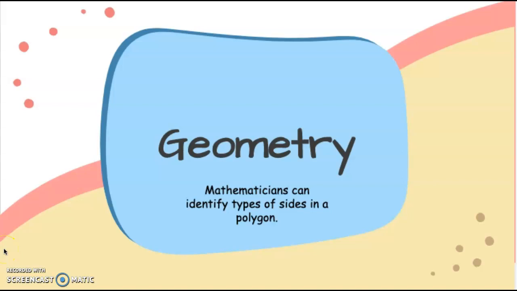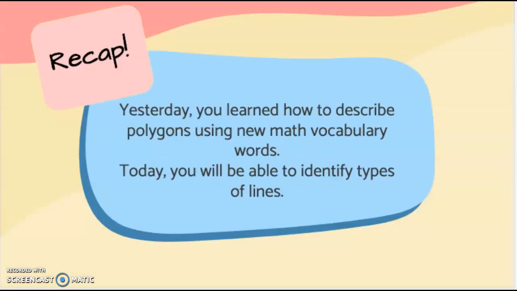Geometry. Mathematicians can identify types of sides in a polygon. Let's recap. Yesterday you learned how to describe polygons using new math vocabulary words. Remember we talked about triangles, quadrilaterals, pentagons and hexagons, octagons and decagons. We were able to identify polygons based on the number of sides and number of angles they have.